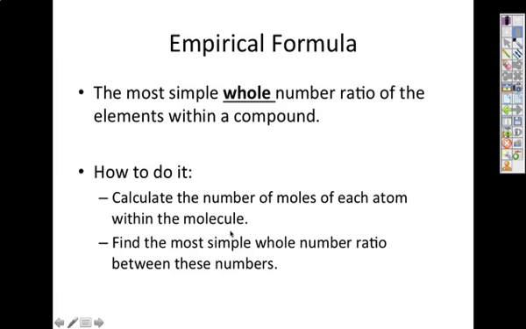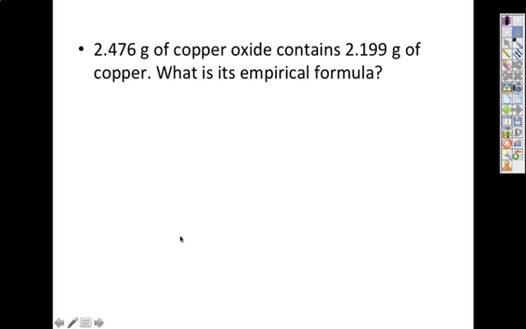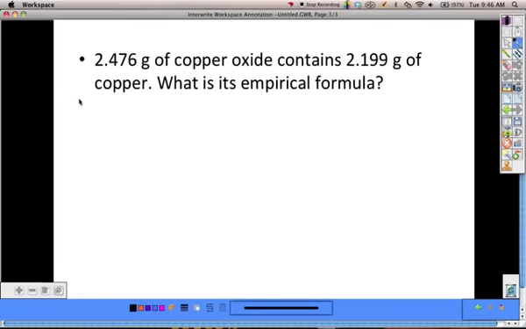Okay. Let's take a look at our first example here. This part's already written down for you, but now we have to figure out how to do the rest of it. So we have copper oxide, and we know how much total we have of the copper oxide, and we know how much of just the copper we have. We need to determine the empirical formula. So one of the things that we have to do right off the bat is figure out how much oxygen we have.